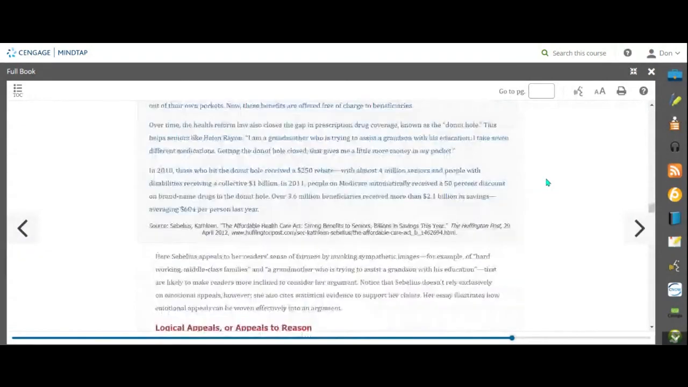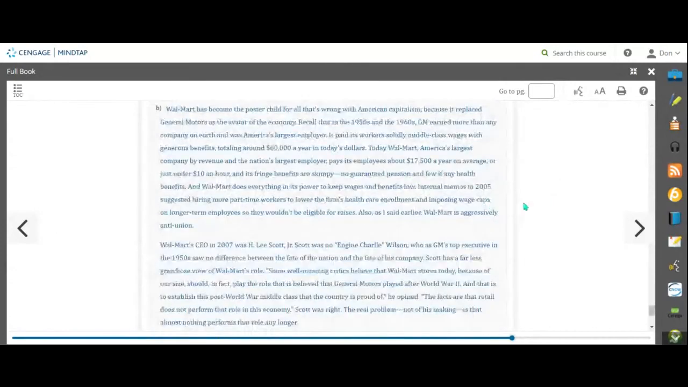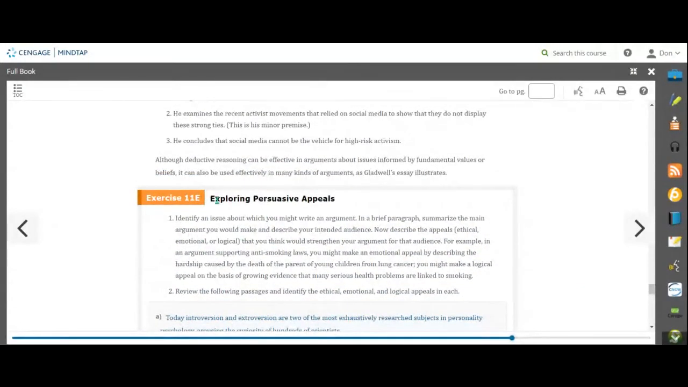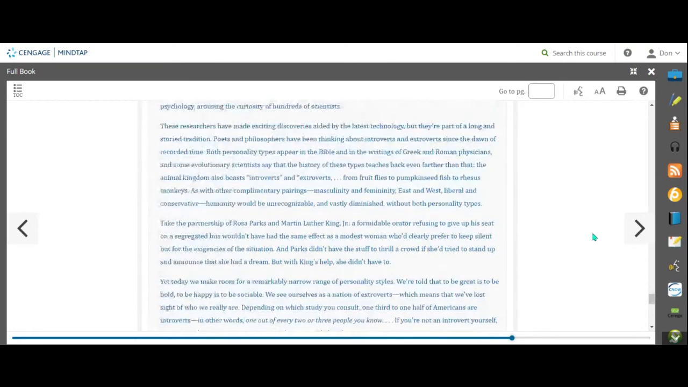Okay, so if you're looking at this here, we're under the segment titled Making a Persuasive Appeal. The very bottom of this segment is called Exploring Persuasive Appeals, exercise 11E. As you can see here, exercise number 2, that is where the articles are that you need for it. All the articles that I referenced in the slides are actually in this segment.